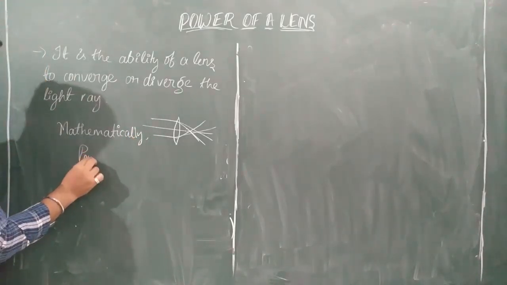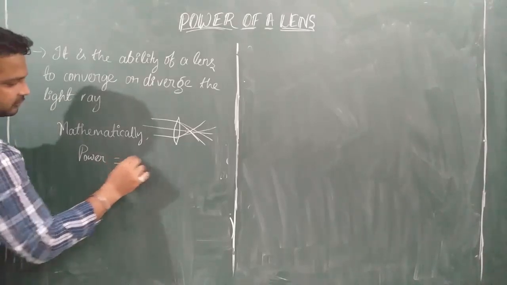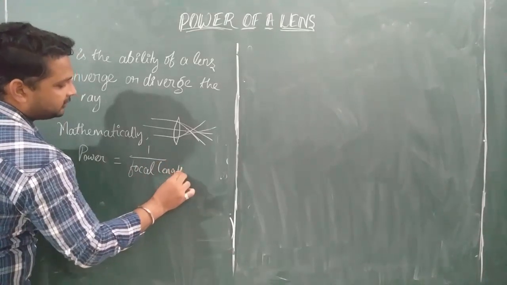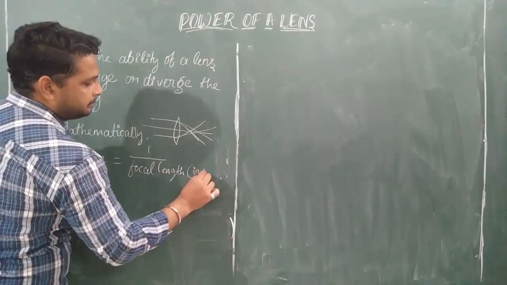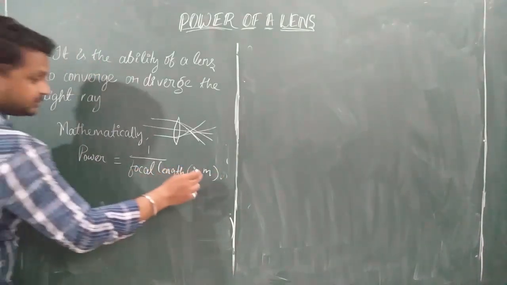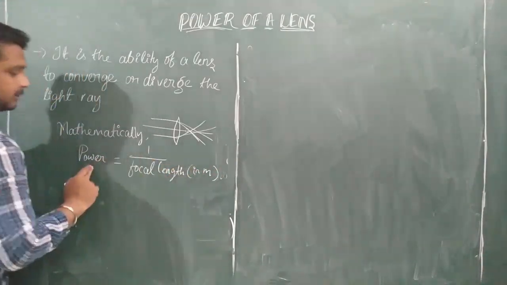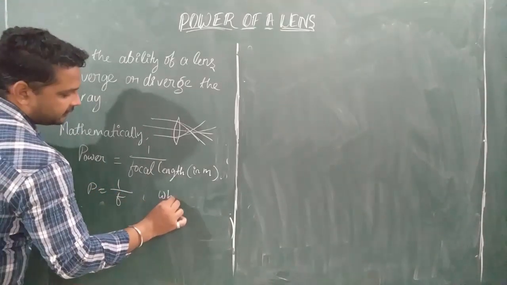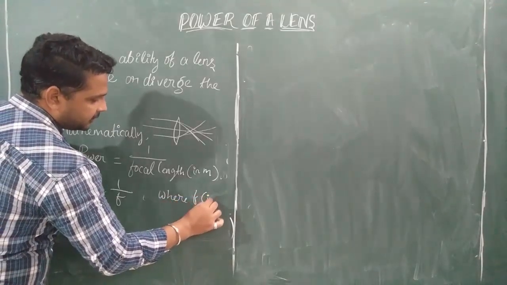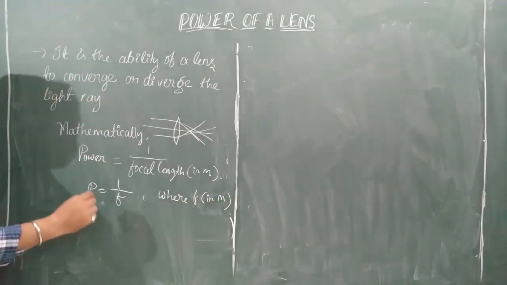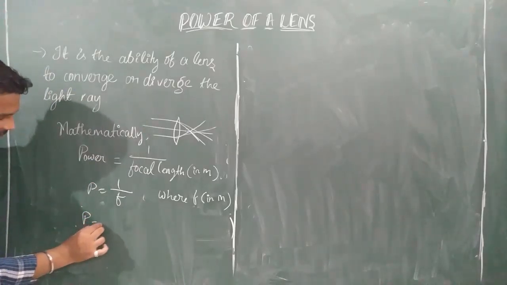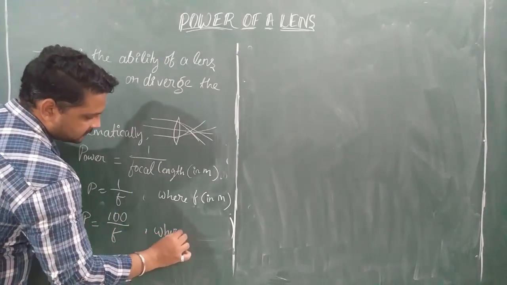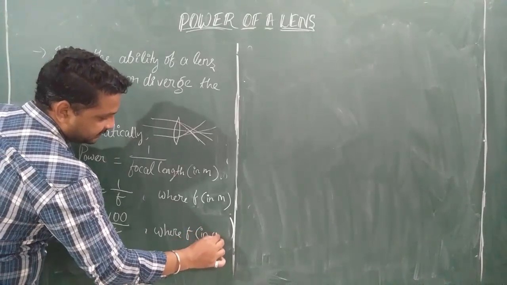power of a lens is equal to 1 by focal length of the lens when the focal length is in meters. This is one of the most important things. When the focal length is in meter, then power P is equal to 1 by F, where F is in meter. But if F is in centimeters, then power of a lens is equal to 100 by F, where F is in centimeter.